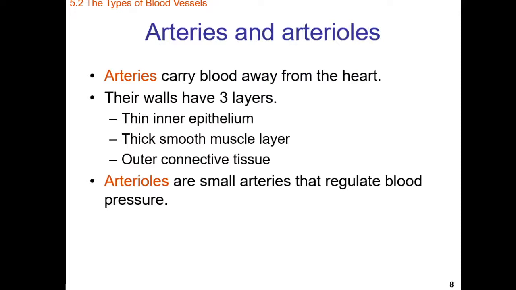The arteries are the main pipeline that carries blood away from the heart. They have 3 layers: a thin inner epithelium, a thick smooth muscle layer, and then an outer connective tissue. That should probably say a very thick smooth muscle layer, as you'll see in a few minutes. The arterioles are the next branch off. They're small arteries that regulate blood pressure.